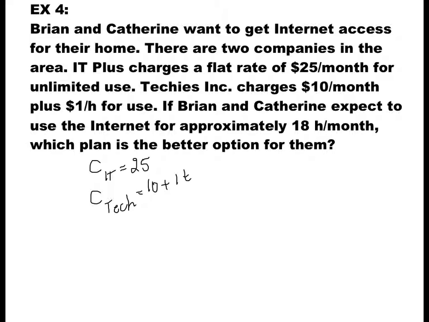Now, if Brian and Catherine use 18 hours per month, which plan is better? If they use 18 hours per month with IT, the cost is $25. It doesn't matter how many hours. But with Techies, the cost is 10 plus 1 times 18, which is 10 plus 18, which is going to be 28. Comparing 25 and 28, it is obvious that the plan with IT is a better plan.